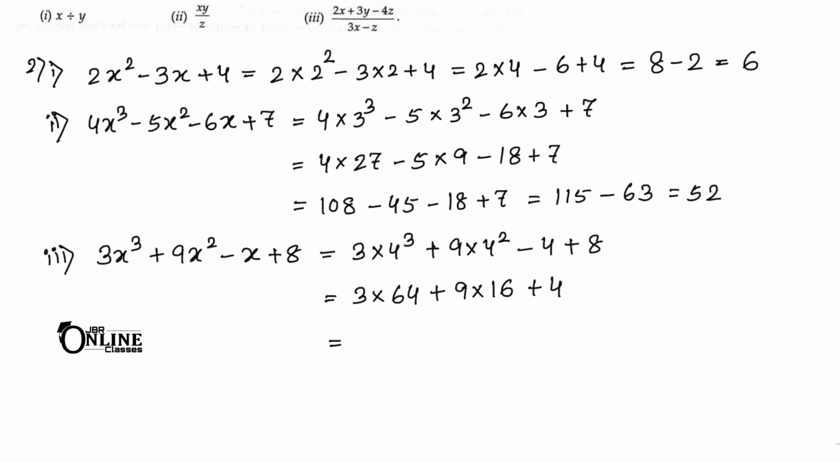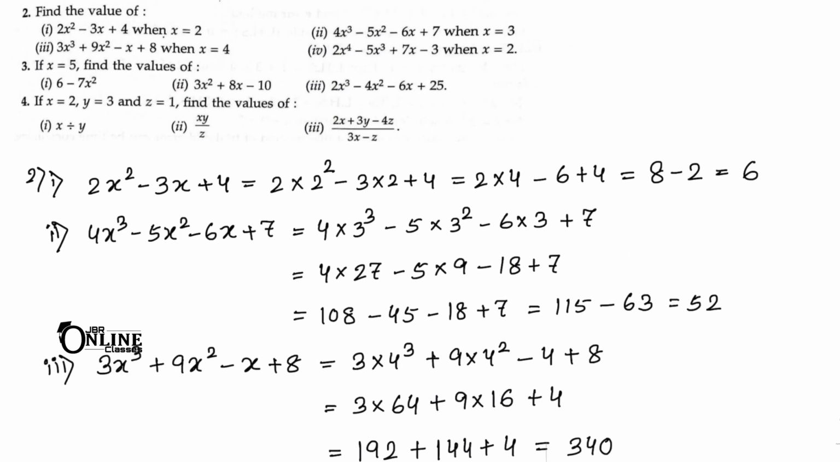Then 64 into 3 equals 192. Then next one, 16 into 9 equals 144. Then plus 4. Now you have to add these three numbers, and here your answer is 340.